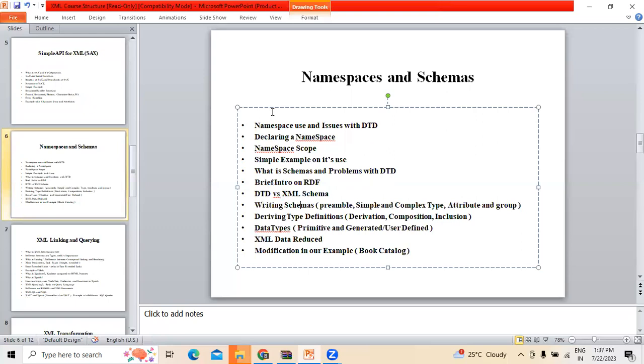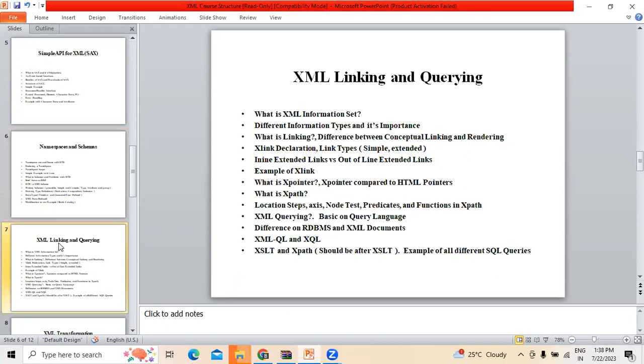Next, writing schemas is important, like preamble, simple and complex types, attributes, groups, all that. In addition to that, we must know about the different data types, like primitive data types, derived, or user-defined data types. Along with this, we must know about XML data and the modifications of it, all that. So this is all relating to namespaces is what we are discussing.